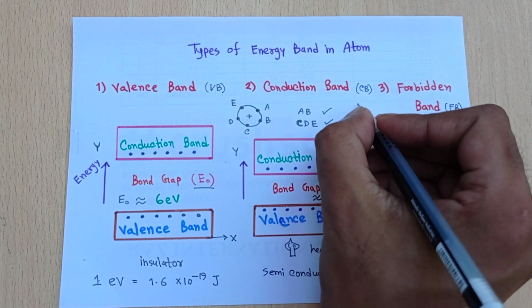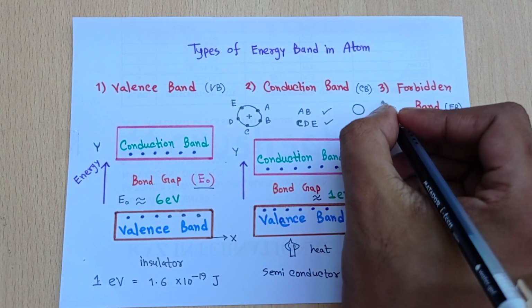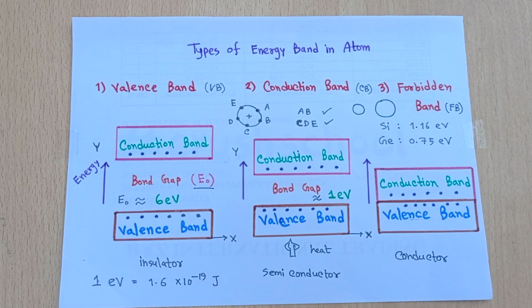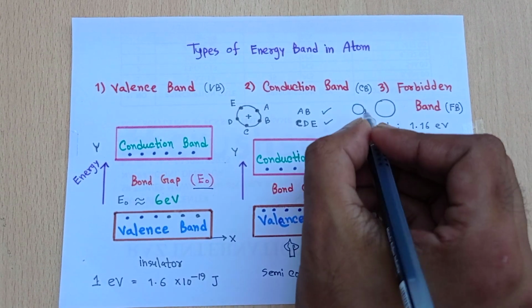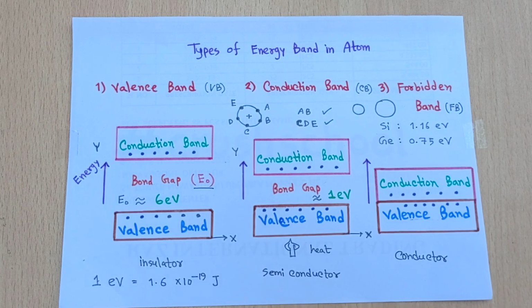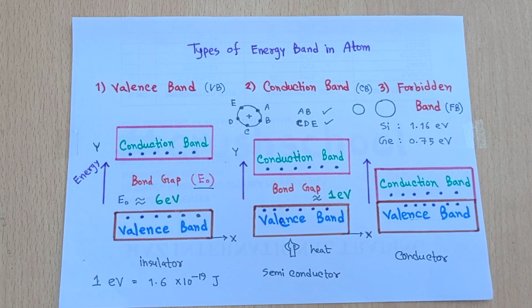We can see that if we consider silicon, it has a small shape, but germanium has a big shape because of its big size. Silicon has a small size because it has a lower number of orbits, but germanium has a big size because it has a higher number of orbits.